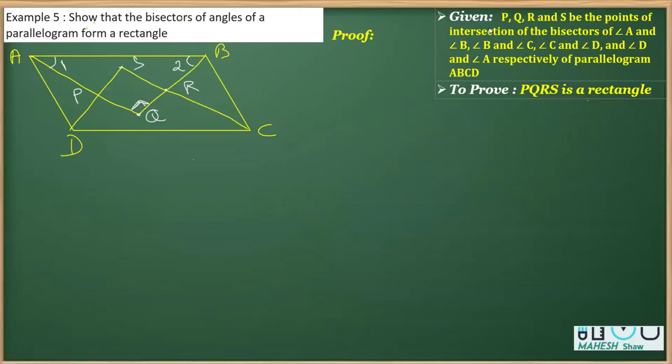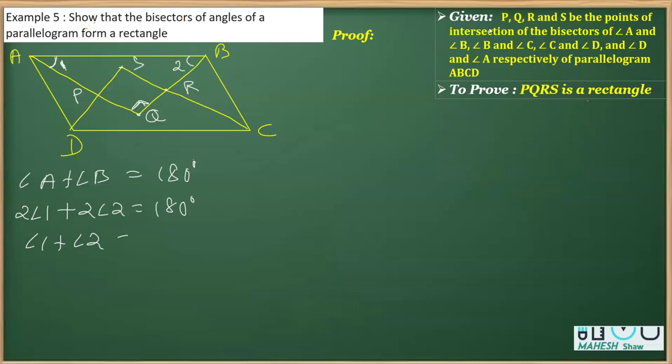Now, first I'll write that angle A plus angle B is equal to 180 degrees. This is because we know that adjacent angles of a parallelogram are supplementary. Now I can replace angle A. As you can see here, angle 1 is half of angle A. So I can replace angle A with twice angle 1, and angle B with twice angle 2, and that is equal to 180 degrees. Now if I take 2 common and transpose it to the other side, it will be 180 over 2, that is 90 degrees.